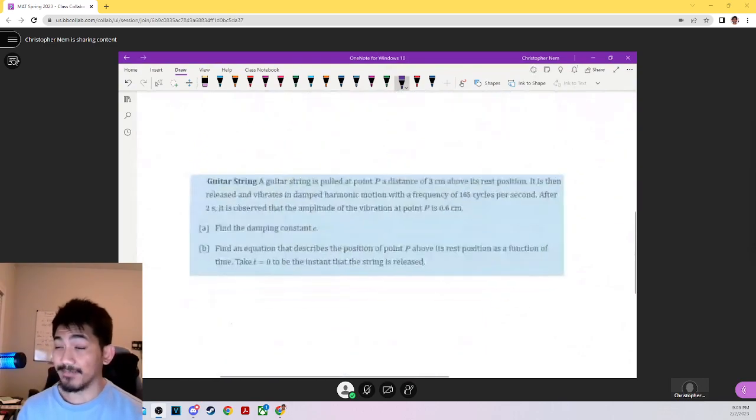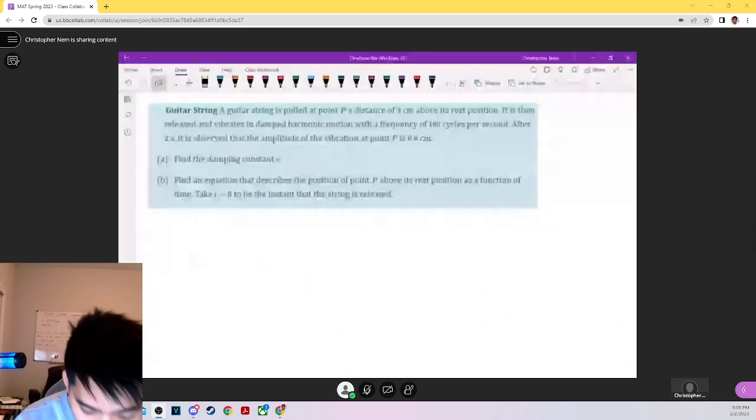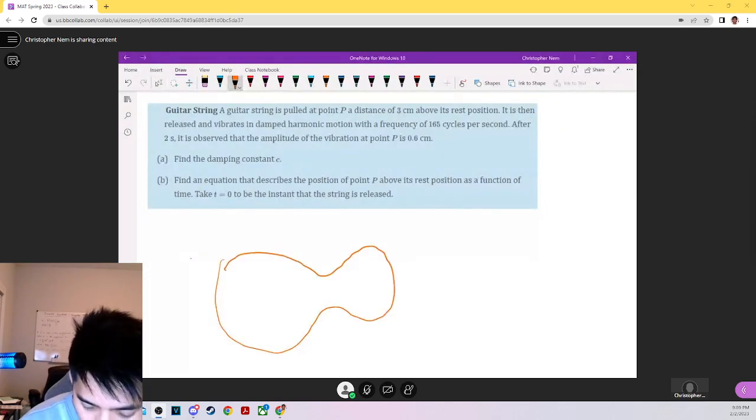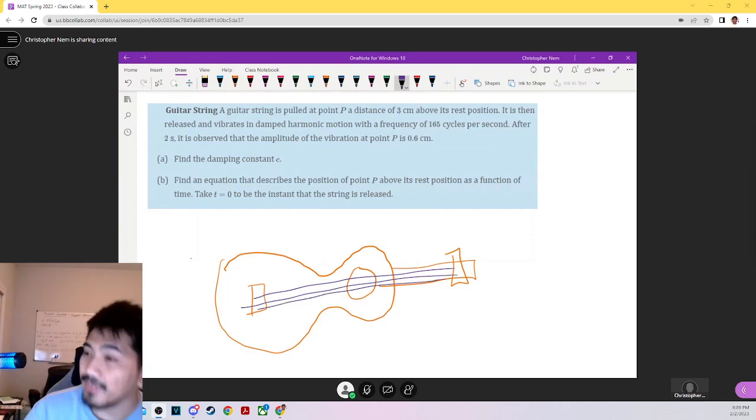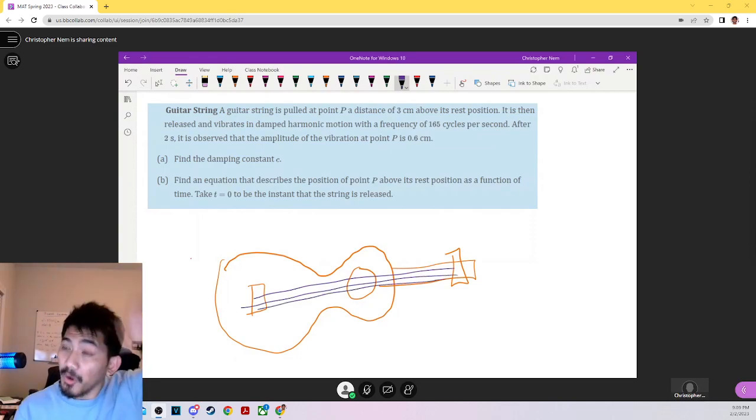I have a guitar string. And let's just draw it out, a guitar real quick. If I draw a guitar, boom, boom, boom. I think it's something like that. Then I have strings. 1, 2, 3. The guitar string. I'm going to pull one of these strings 3 centimeters above its resting position.